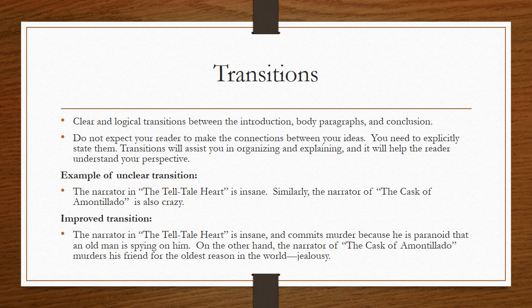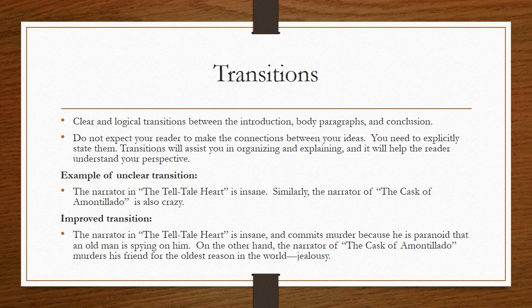So here's an example of an unclear transition. The narrator in The Telltale Heart is insane. Similarly, the narrator of The Cask of Amontillado is also crazy. Well, this absolutely doesn't tell me anything other than whoever wrote these stories, i.e. Edgar Allan Poe, was probably a little depressed.